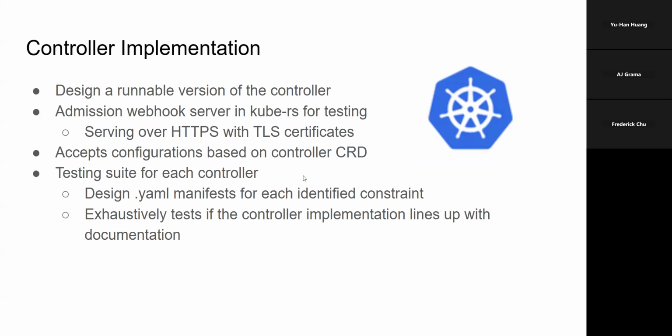After defining the properties that we want to hold in our controllers, we can design the executable version of it. This means that we create an executable version of the specification mentioned before, but we also create all of the underlying infrastructure for our Kubernetes controller. Our admission controllers were run as an admission webhook server in kube-rs, which allowed for easy testing using various manifests. But this also required us to set up HTTPS with TLS certificates in order to get the controller up and running properly. This server accepts configurations based on each controller's respective fields and validates them.